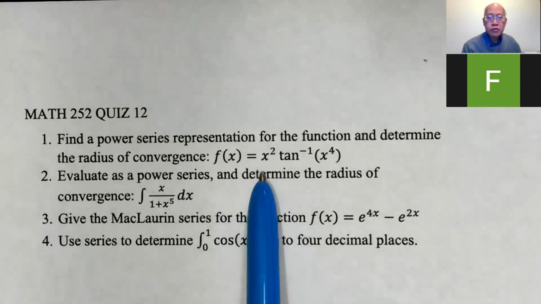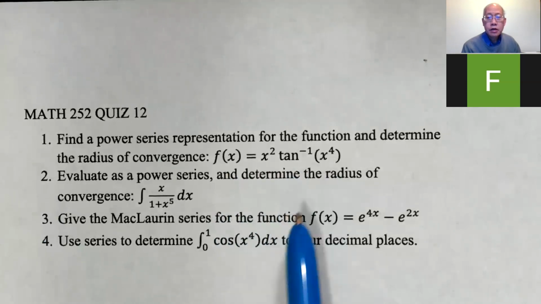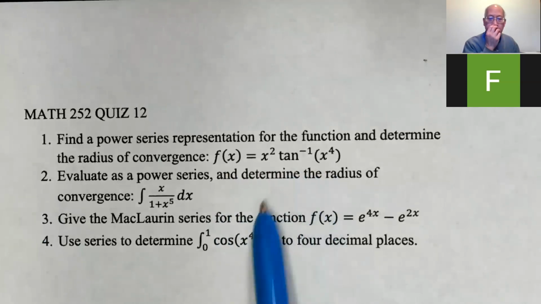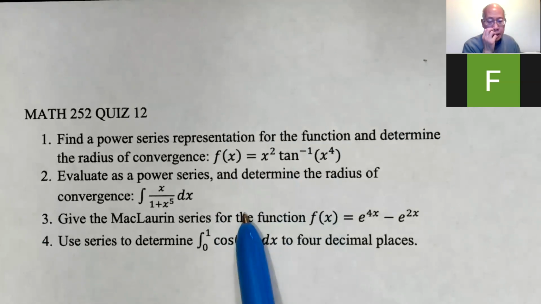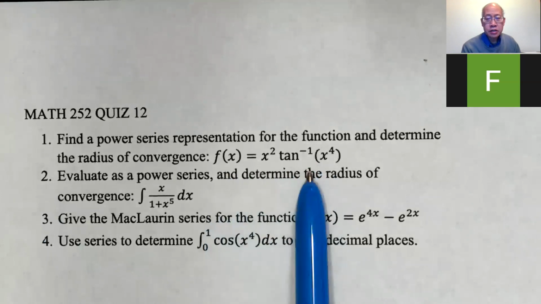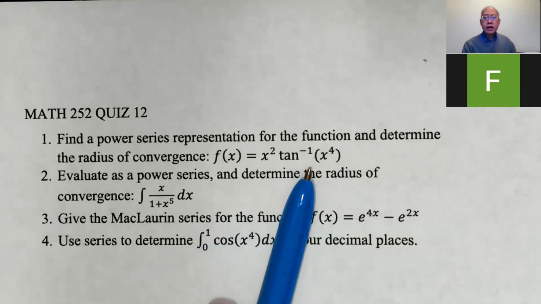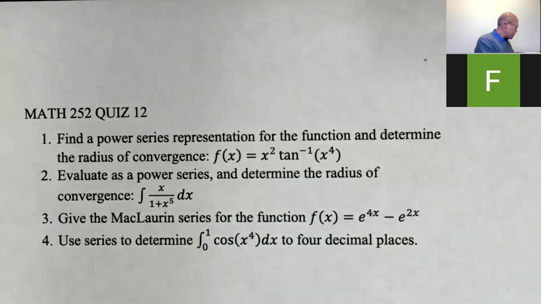F of x is x squared inverse tangent of x to the 4th. For the radius of convergence for number 1 and number 2, a hint is that it's fairly easy, I think. It's standard. Both of the derivations were from a geometric series. Okay, and what do you recall about convergence or divergence of a geometric series? Okay. Now, you have the formula for inverse tangent on that one page, right?